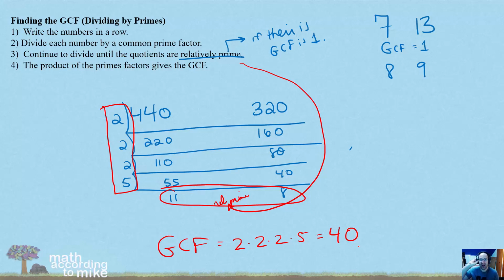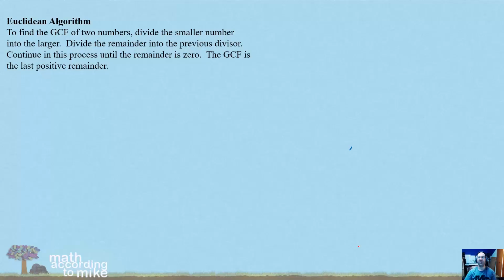All right. If you would, please go watch video number 60 and then come back and you'll have your third way of finding the greatest common factor. The last one for the greatest common factor is perhaps the oldest one. It is the Euclidean algorithm. Euclid was a very famous mathematician in Greek times.